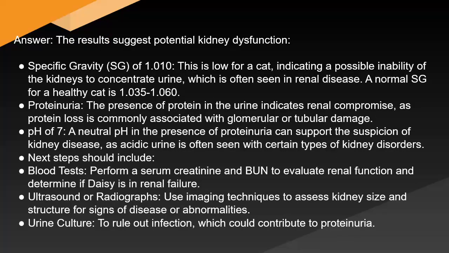Answer: the results suggest potential kidney dysfunction. Specific gravity (SG) of 1.10. This is low for a cat, indicating a possible inability of the kidneys to concentrate urine, which is often seen in renal disease.